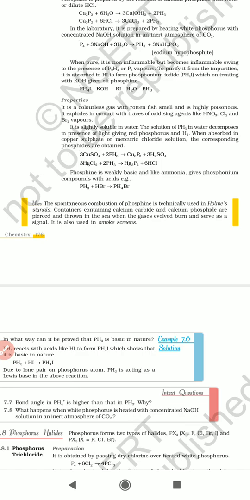So this is about today's class, and tomorrow we are going to see phosphorus halides: what halides there are, and their preparation methods and properties. We will see that in tomorrow's class.